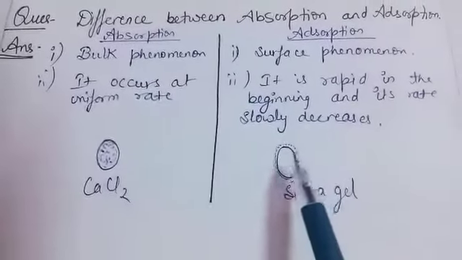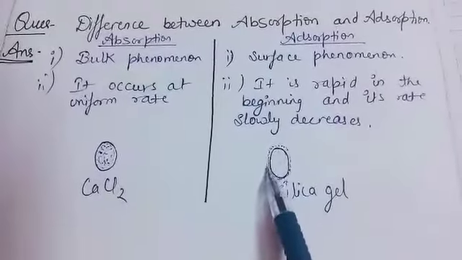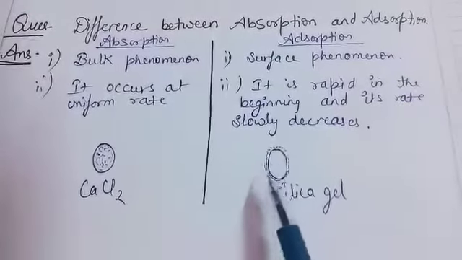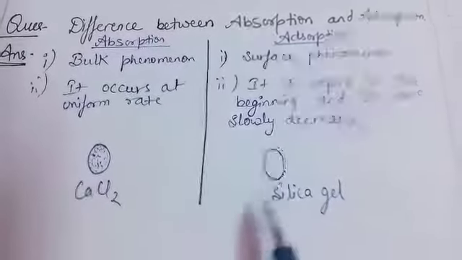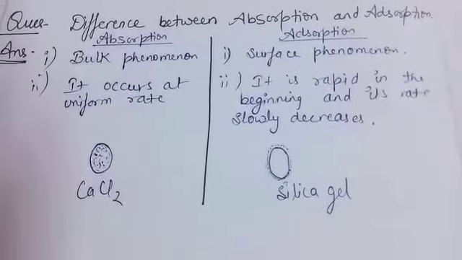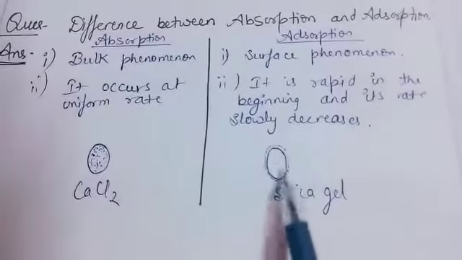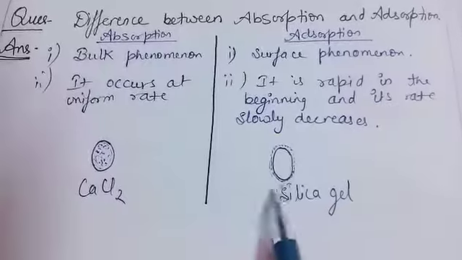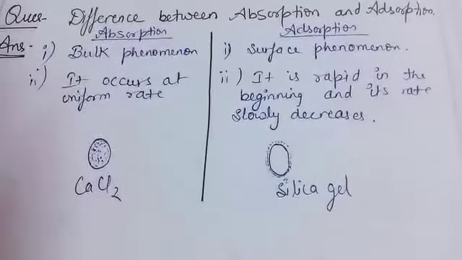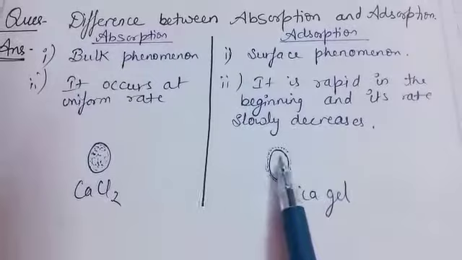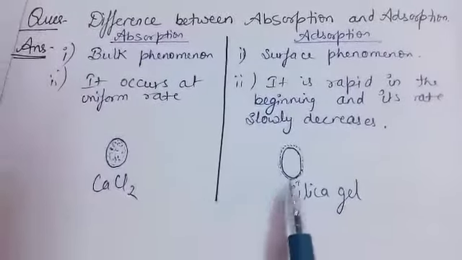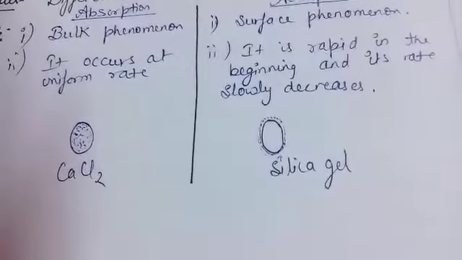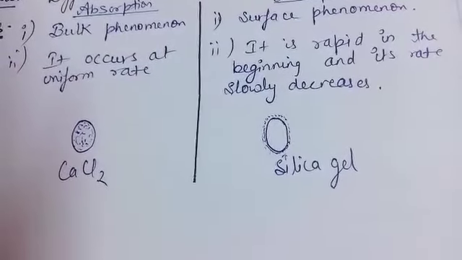But in case of adsorption, just see the rate. During the start, when the adsorption is happening, the speed is fast and after that it becomes slow. This is because once all the surface is occupied by particles, your water molecules or whatever the adsorbate is, after that the rate decreases. Slowly it decreases.